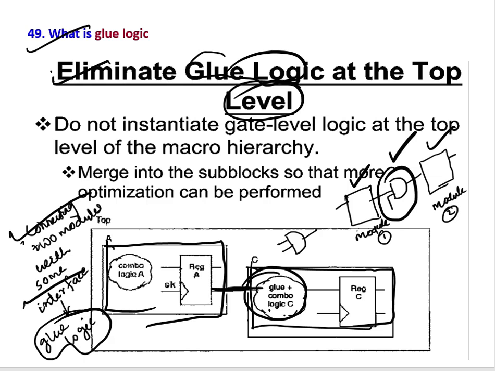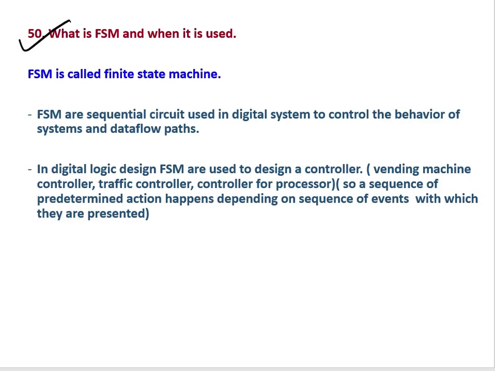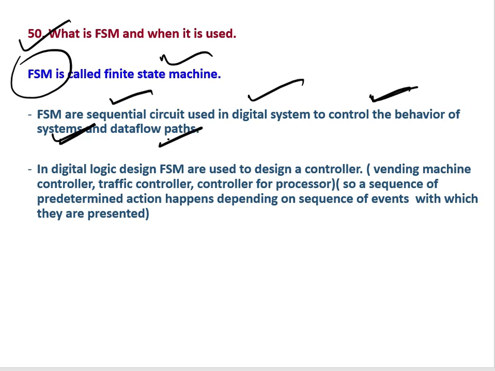Okay, the next one is what is FSM and when it is used. FSM is finite state machine, and FSMs are nothing but a sequential circuit used in the digital system or digital circuit design. And what it does, it controls the behavior of the system and the data flow paths. Data flow paths means how the data is transferred from one point to another point in the circuit.